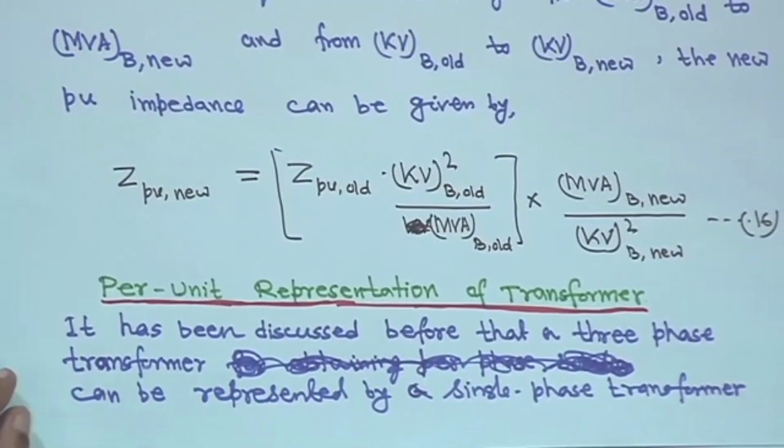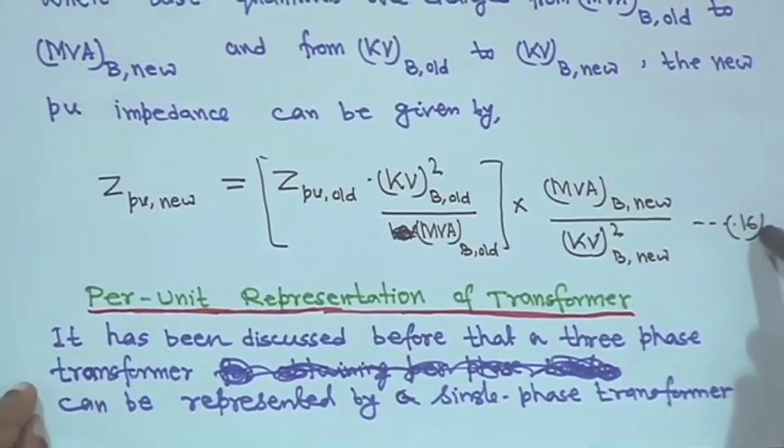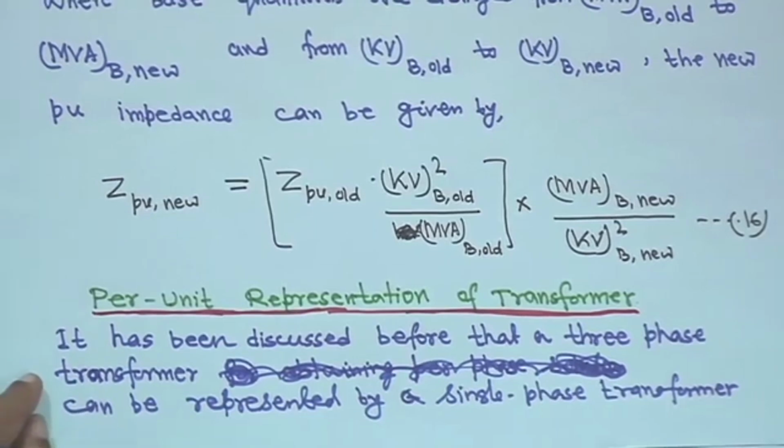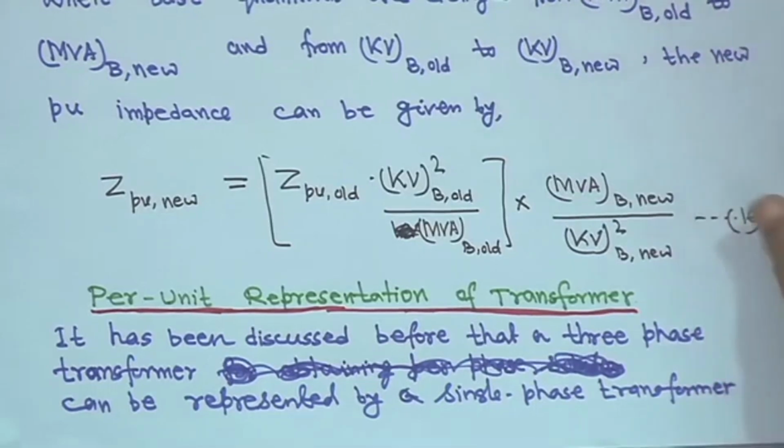Now, next, this is equation 16. For numericals, this has to be used frequently, right. So, per unit representation of transformer. We have seen that a 3-phase transformer can be represented by a single phase transformer, because it is a balanced system. So, it can be represented for obtaining per phase solution of the system.